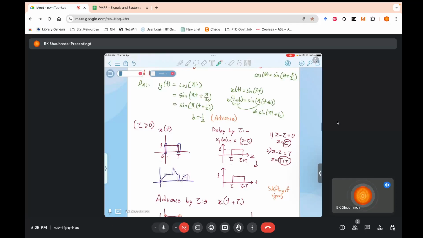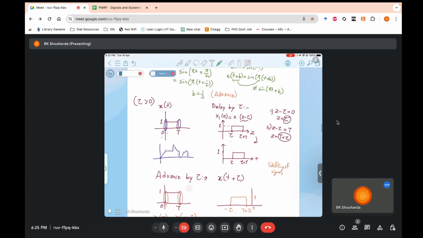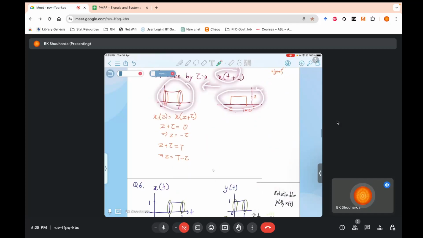Okay, this is simple. Delay: this is signal x(t), I delay it by tau, so a delay means a right shift, and if you want to advance, it gives x(t plus tau), it moves left. A left shift implies an advancement in time, a right shift implies a delay in time.